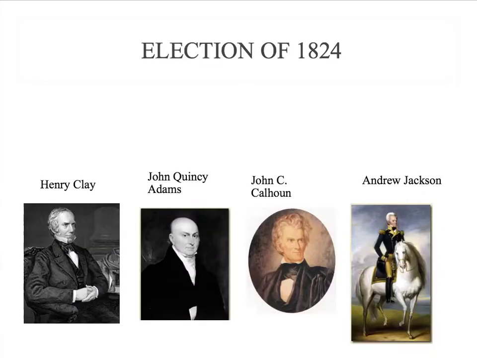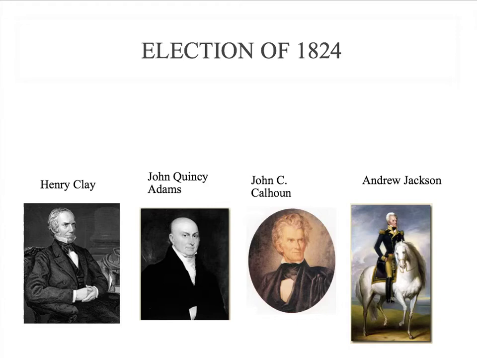So here's the deal. The election of 1824, we've got four main candidates that are running for president. We have one, Henry Clay, who will be in and out of everything that we talk about for the next several years because he was in the Senate for 50 years. You got John Quincy Adams, obviously a legacy. His dad, John Adams, was president, part of the Revolution and all that. You got John C. Calhoun, who we'll talk about off and on throughout the next several chapters.